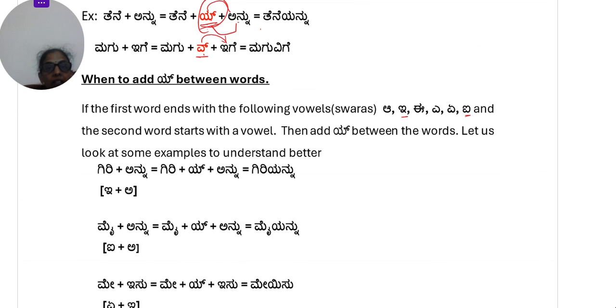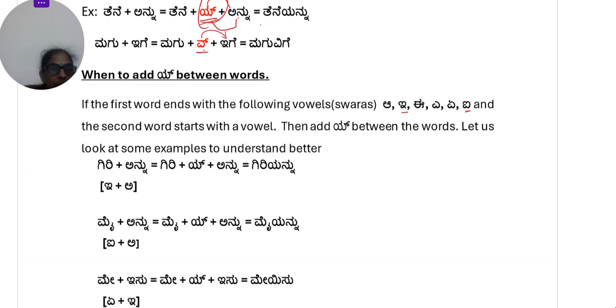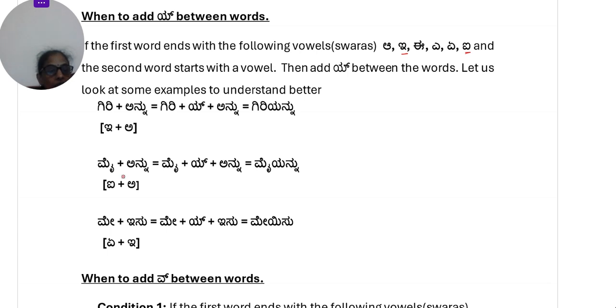So you should just remember this. If the first word is ending with a, e, i, then add ya. Then same thing you can take this also. Me plus isu. Me, it is a. It is ending with a. So you will add ya in between. Meyisu. Okay. So these are examples of when to add ya. Just remember the rule that the first word should end with a, e, i. Then you can add ya in between.